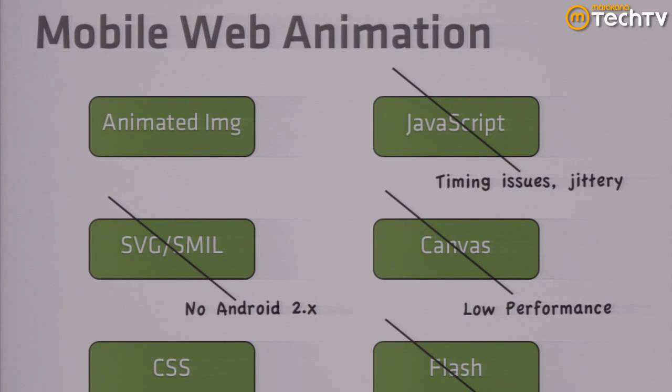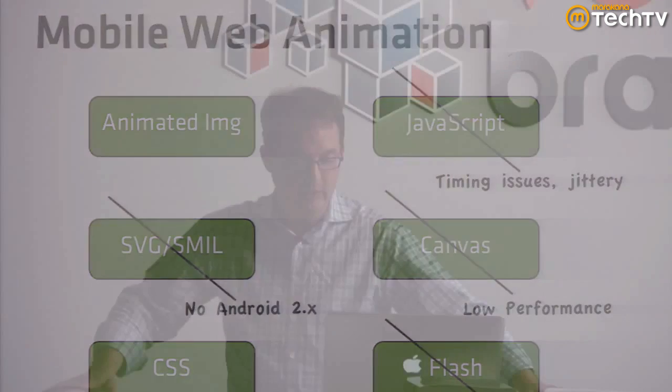SVG and SMIL are not available at all on Android 2.x, so it's just available on Honeycomb. It's actually not bad on Honeycomb, but there is also limited support in general for the types of effects that are manipulable with declarative animations. Canvas has pretty low performance. Actually, the RIM PlayBook has fantastic Canvas performance, and the iPad 2 is not bad.